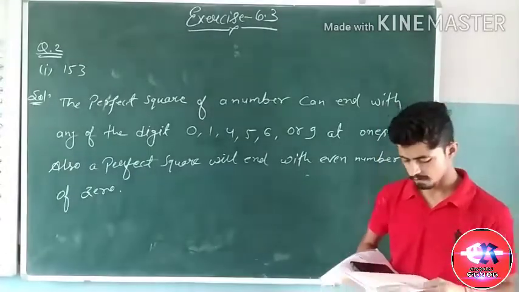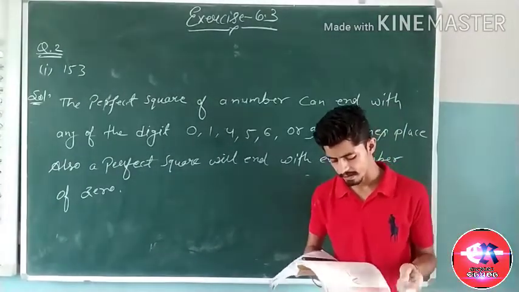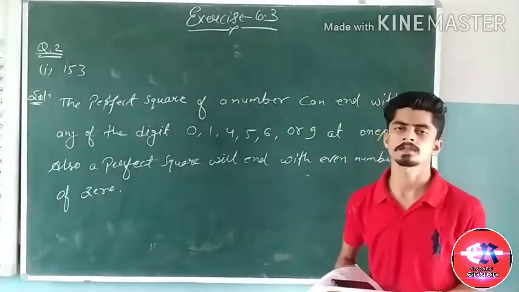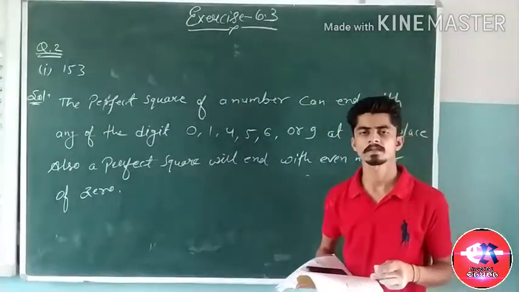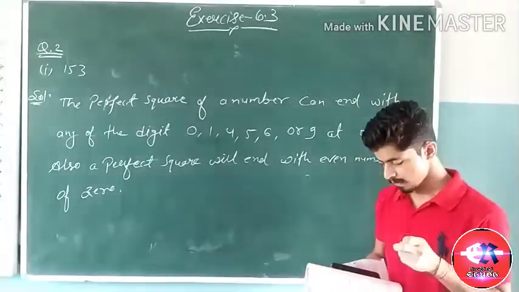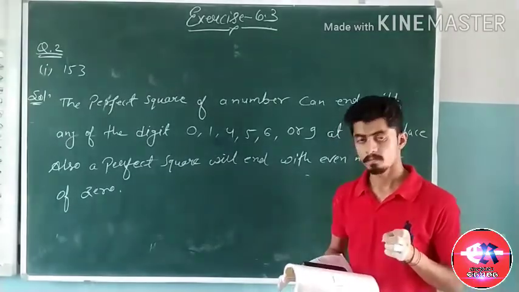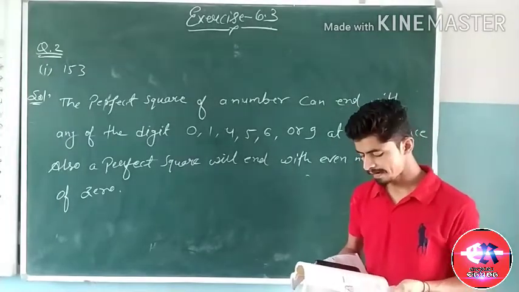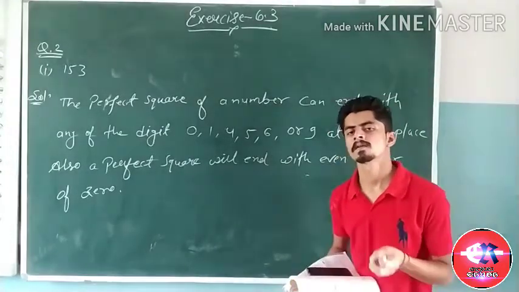So the second question of this exercise is, without doing any calculation, find the numbers which are surely not perfect squares. In this question we do not have to find the square root of a particular number. We have to just see the ones place of a particular number, and after that we have to find which is a perfect square or not.